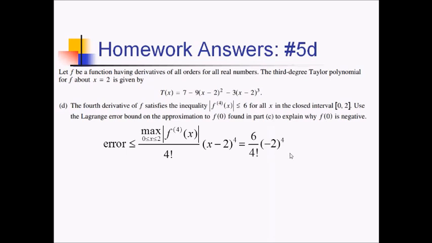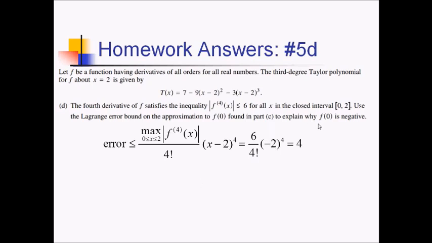And this was a no calculator problem, so let me go ahead and simplify this, because I'm going to need to use this error bound later on, because we haven't actually answered the question. They said use it to explain why f of 0 is negative. Well, we kind of need to know what it is. So trying to simplify this here, negative 2 to the fourth is 16. And so that's going to be 6 times 16, which is 96. And 4 factorial, I know that's 4 times 3 times 2 times 1, so that's 24. 96 over 24 is just 4. So much nicer to be working with 4.